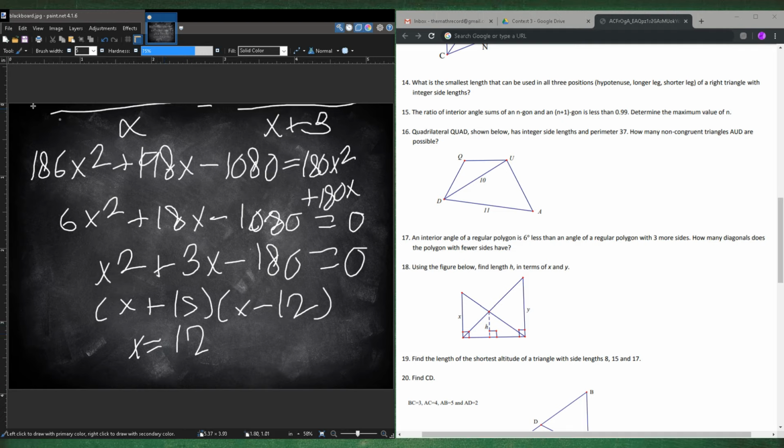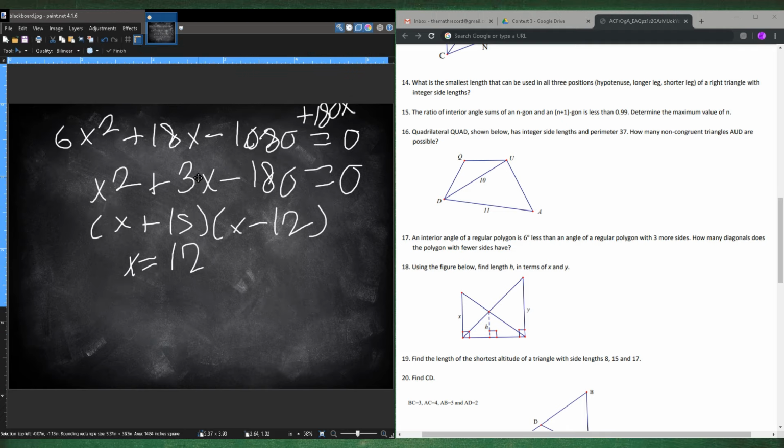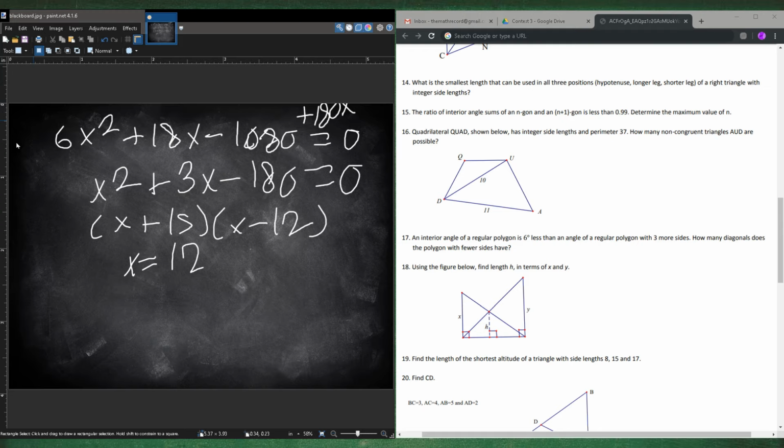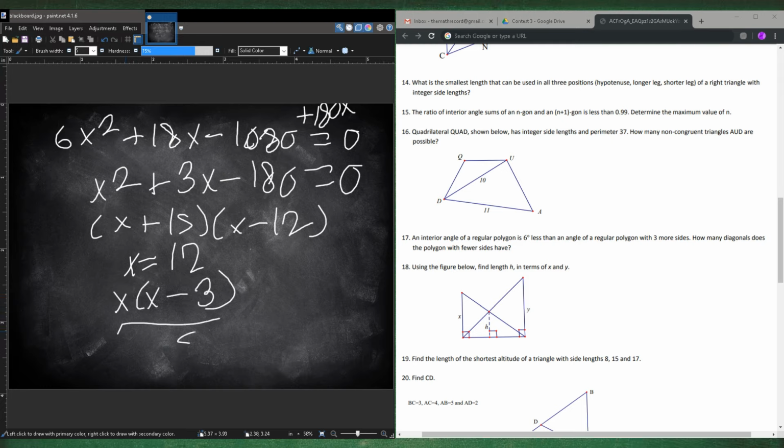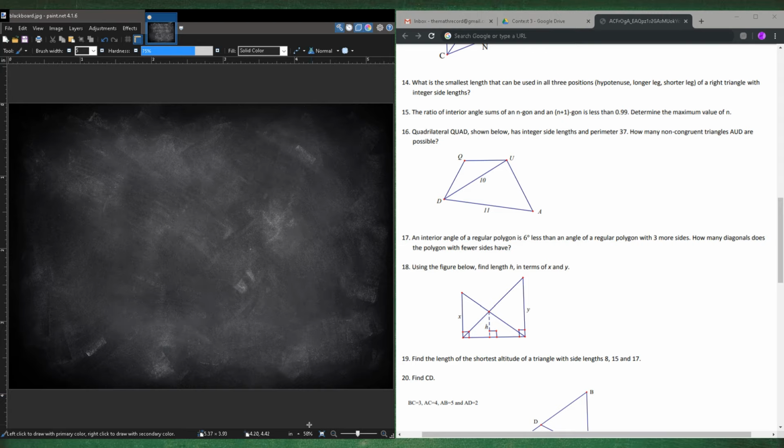And the amount of, let's move this up again. The amount of diagonals in a polygon is, as I said before, just x times x minus 3 divided by 2. So plugging in 12, 12 times 9 divided by 2 is 54. So the number of diagonals of the polygon with fewer sides is 54. So that's the answer for 17.